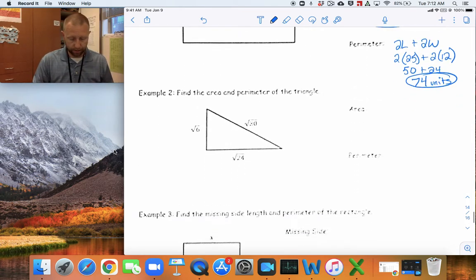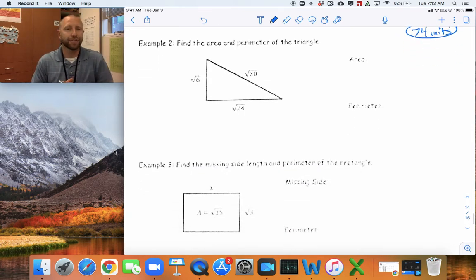Now, let's do that with some irrational numbers. So it says here for number 2, find the area and perimeter of the triangle. Now I'm going to write out the formula for the area of a triangle. We might forget that. It's 1/2 of the base times the height. Or you can think of it as base times the height divided by 2. Okay, I mean either way. For the perimeter, we just have to add up all the sides.